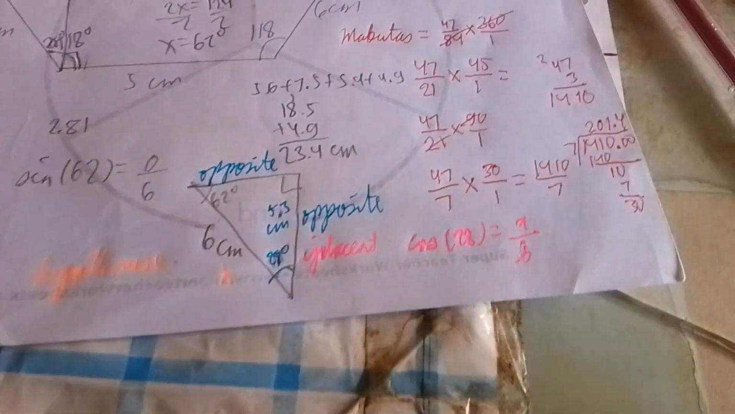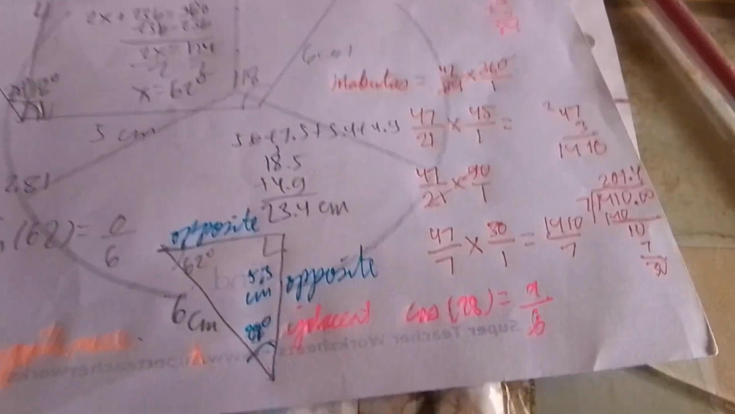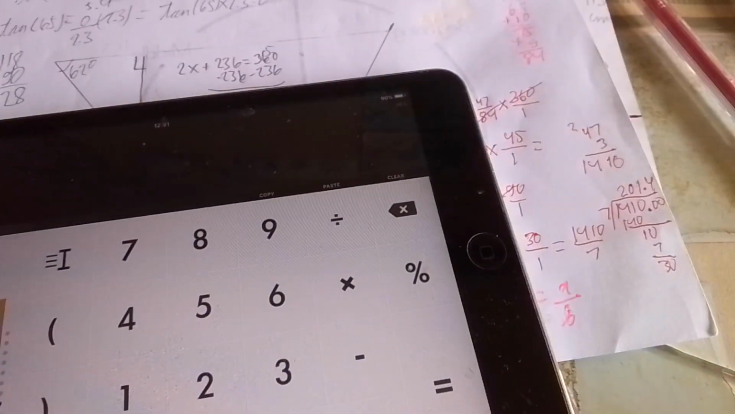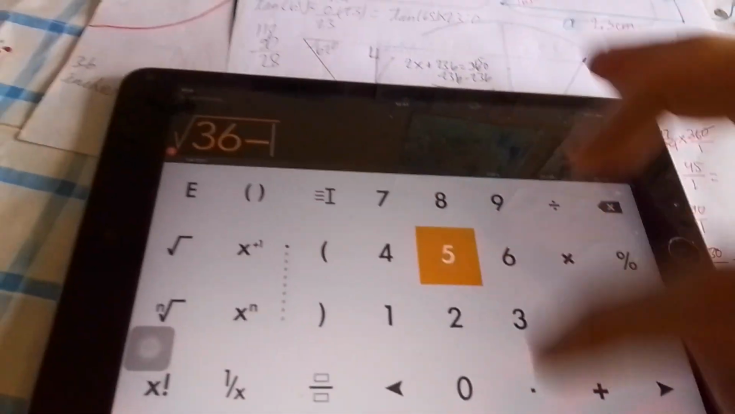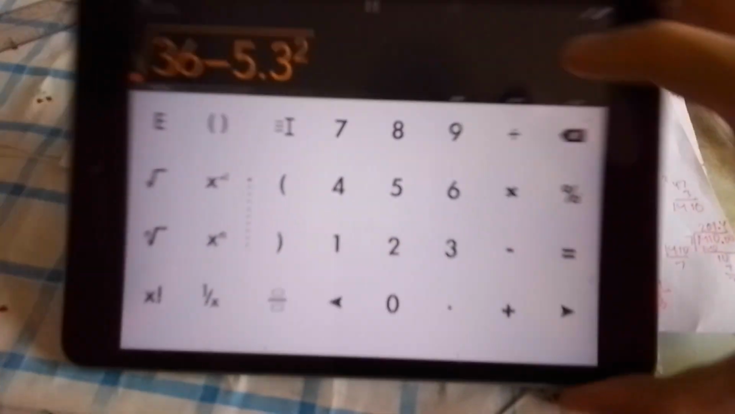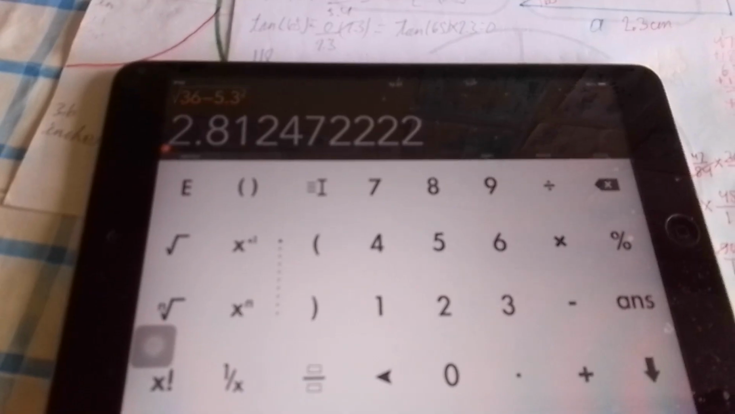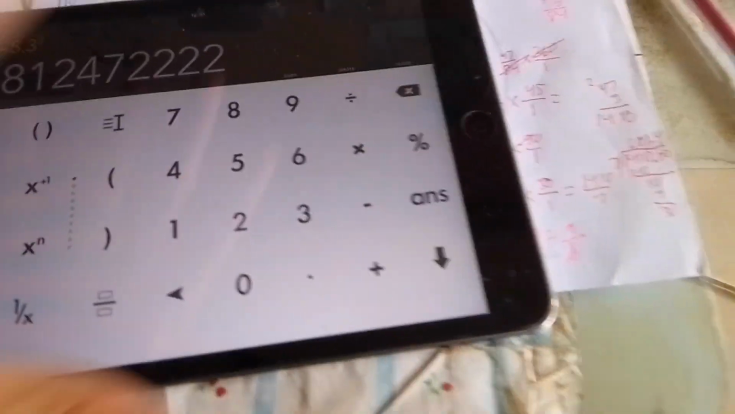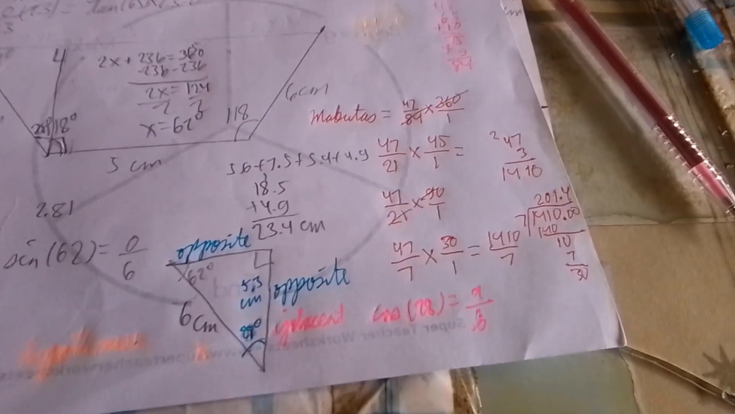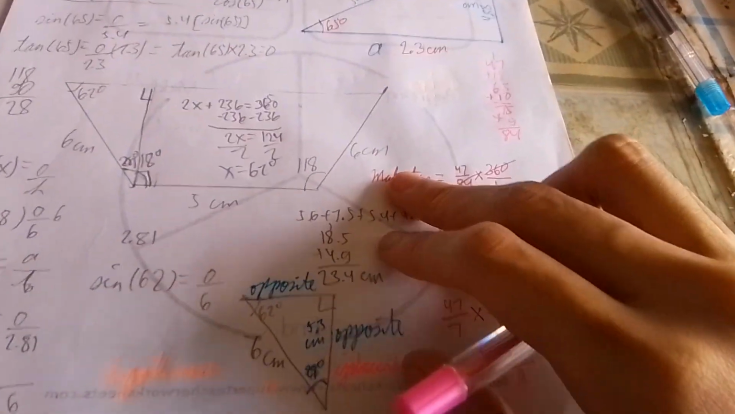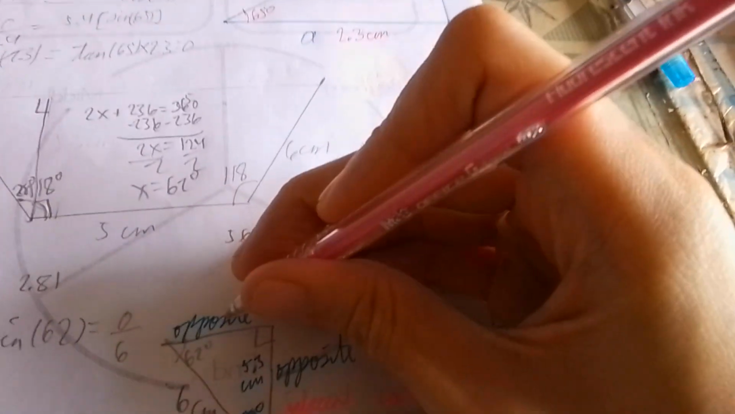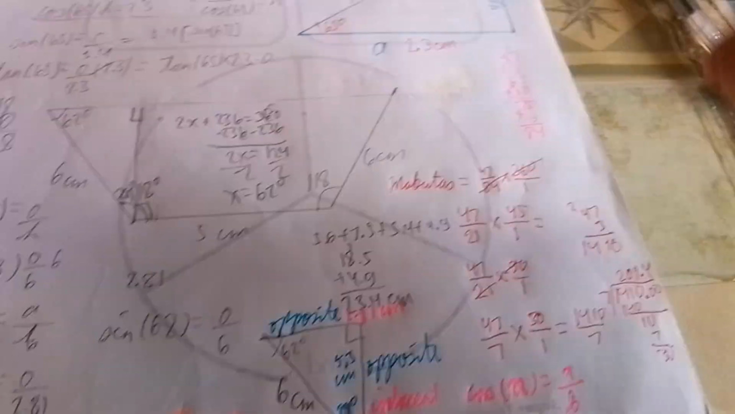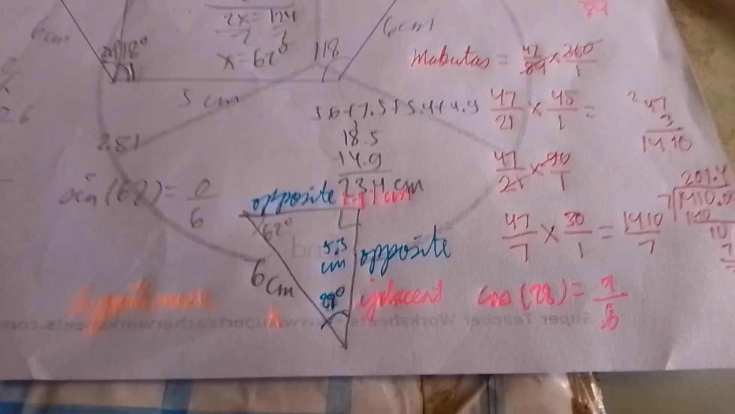Now to get the opposite, we can play the Pythagorean theorem that will help us. Pwede tayo mag-Pythagorean theorem. So, remember, 6 squared is 36. So, the square root of 36 minus 5.3 squared. Tama? So, yan. So, our answer is 2.81 or 2.8. So, therefore, that's the measure of our opposite. It should measure 2.81. Yan. So, that should be our answer.